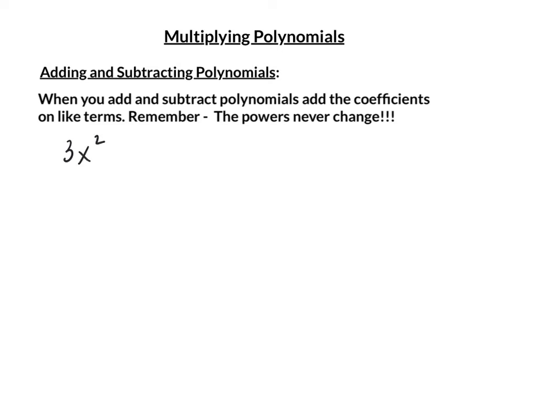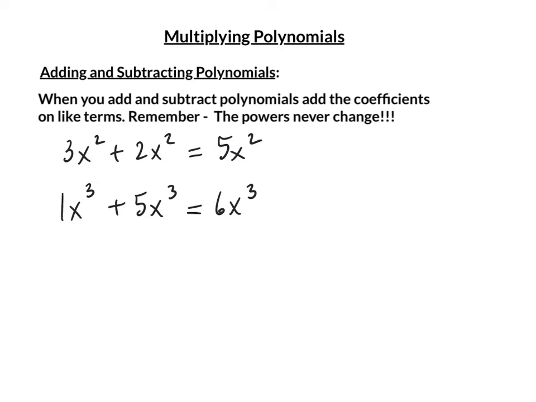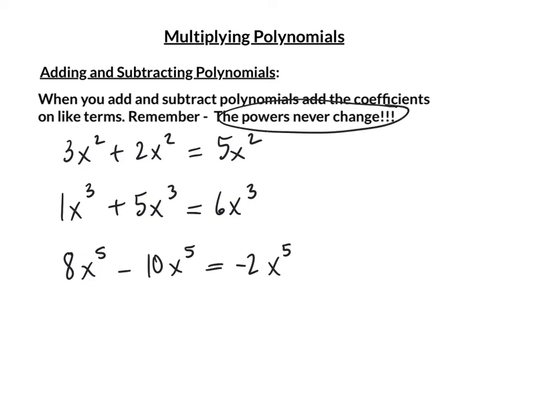When we say 3x squared plus 2x squared, that's 5x squared. If I say x cubed plus 5x cubed, that's 6x cubed because there's a 1 there. If I say 8x to the fifth minus 10x to the fifth, those are like terms. I subtract the coefficients here. 8 minus 10 is negative 2x to the fifth. The important thing to remember is that when you add and subtract, the powers never change, ever.